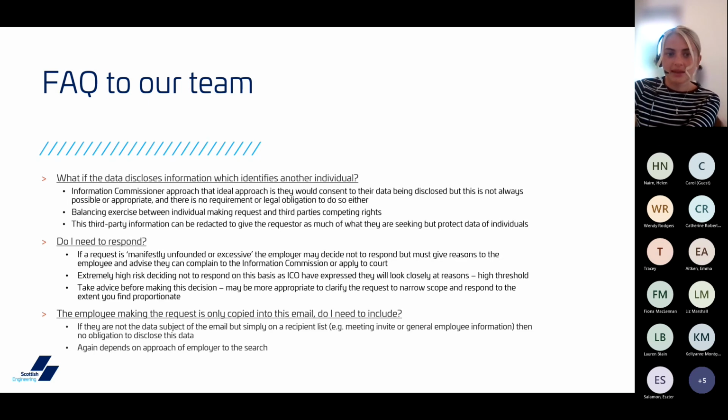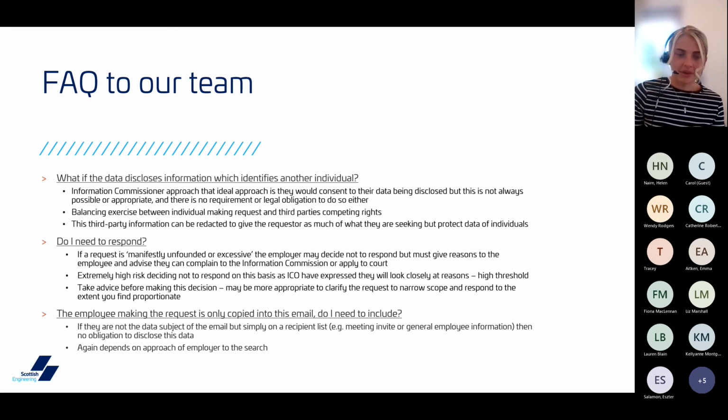So the position on this is that if a request is manifestly unfounded or excessive, they may decide not to respond. But when making this decision, they would have to give the reasons to the employee and advise that the employee can complain to the Information Commission or apply to the court. Making this decision would be really high risk. The ICO themselves look really closely at your reasons, and it's quite a high threshold to meet for a request to be determined manifestly unfounded or excessive.